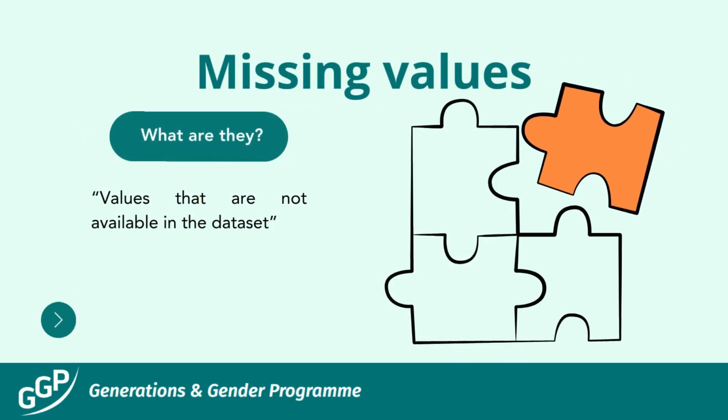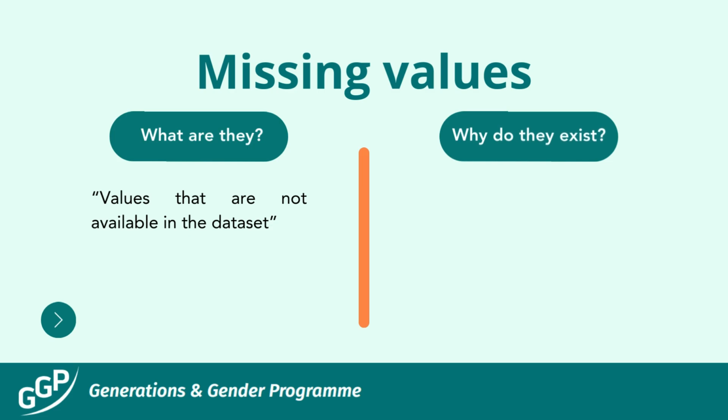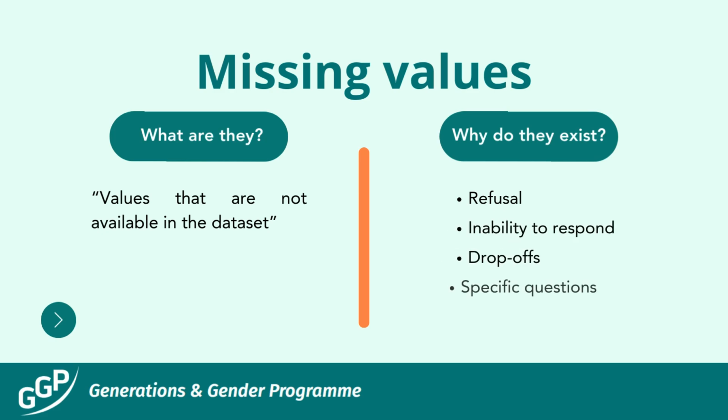When a value is not available in the dataset, it is called a missing value. No survey is free from missing values, and GGS is not an exception. Missing values may be registered for multiple reasons, such as the respondent refuses to participate in the survey, is unable to participate, stops participating, isn't asked the specific question, or also technical issues.